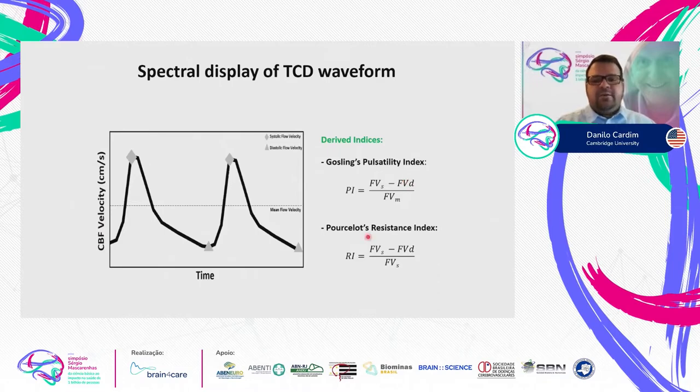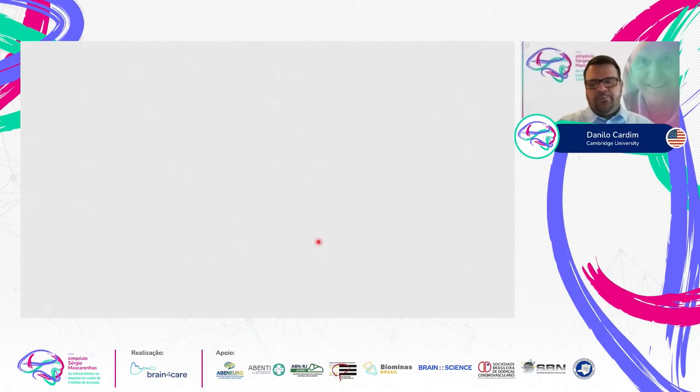And we also have another index, the Pourcelot resistance index, that is basically the same difference, systolic minus diastolic, divided by the systolic peak instead. So these indices give us certain markers of the waveform that can later be applied in different model-based non-invasive ICP methods that I will speak about now.